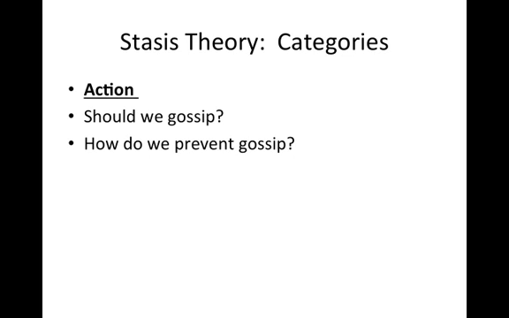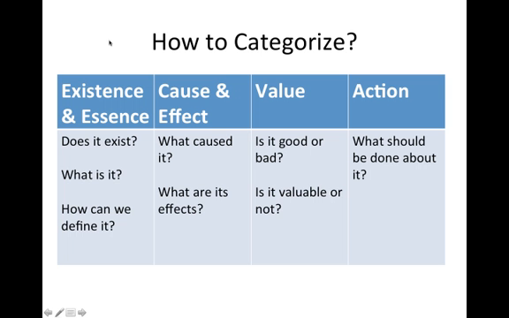So each of these stasis categories really asks a bigger set of questions. And here are the kinds of questions. Here are the 4 categories: existence and essence, cause and effect, value, and action. These are the stasis categories. And below we have the kinds of questions that each category asks. So questions of existence and essence are, does something exist? What exactly is it? How can we define it or describe it? Questions of cause and effect naturally ask about what was the cause, what are the effects. Questions of value ask whether something was valuable, good or bad. And questions of action generally ask, what should we do about a situation?